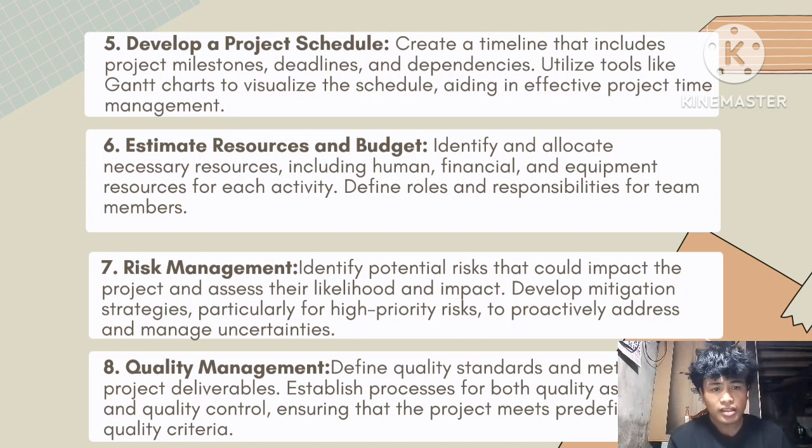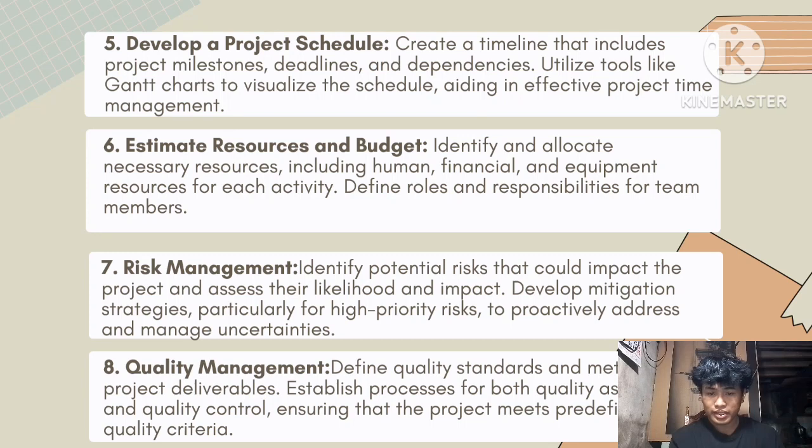Utilize tools like Gantt charts to visualize the schedule, aiding in effective project time management. Number 6, estimate resources and budget. Identify and allocate necessary resources, including human, financial, and equipment resources for each activity. Define roles and responsibilities for team members.